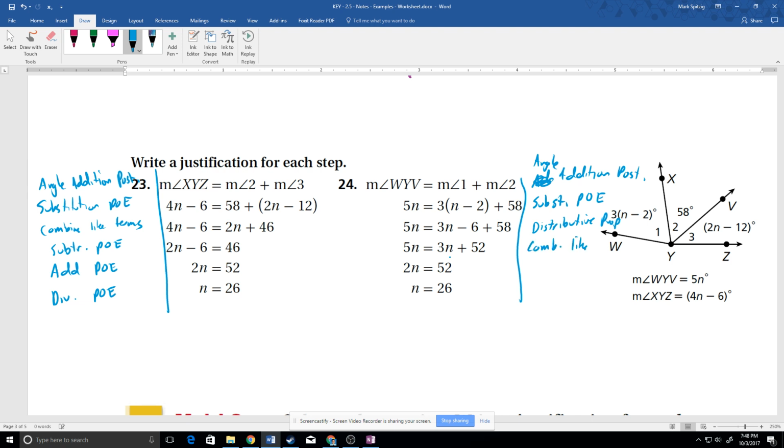I'm getting more abbreviations as we go. Make it clear on the quiz or the test what you're trying to convey, and it should be okay. But if you're doing one or two of these on a test, you obviously can write the whole thing out. All right, and then how do we go from here to here? Looks like we subtracted 3n from both sides, so that's subtraction property of equality. And then finally, we're dividing both sides by 2, so that's division property of equality.